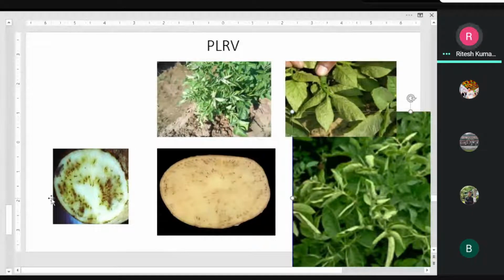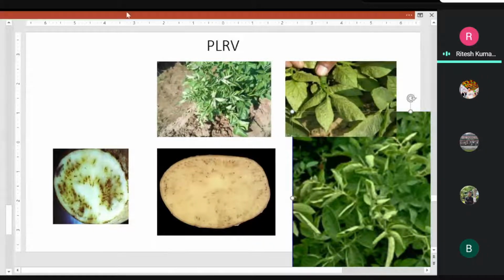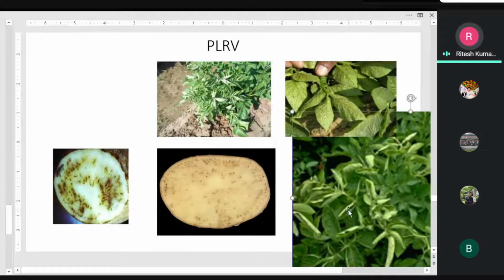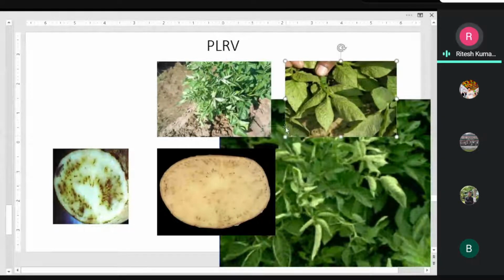Generally, as I said earlier, these leaves will crack at the point of rolling gradually. Plants are stunted, and then there may be marginal intervenal necrosis. So in this case marginal intervenal necrosis is seen.